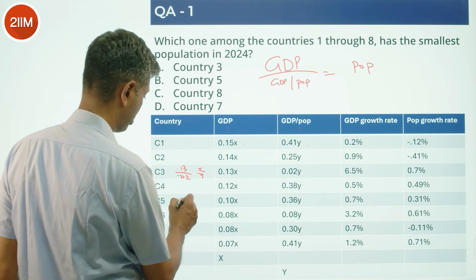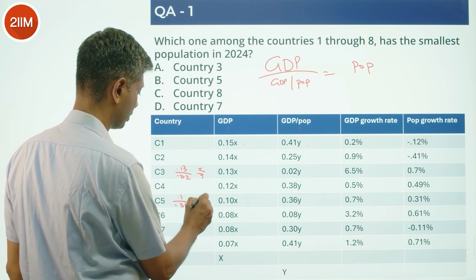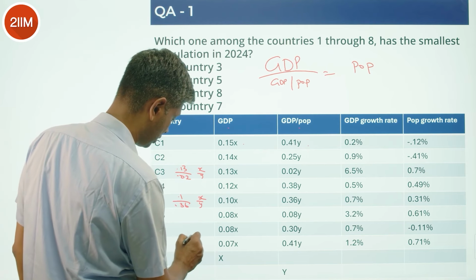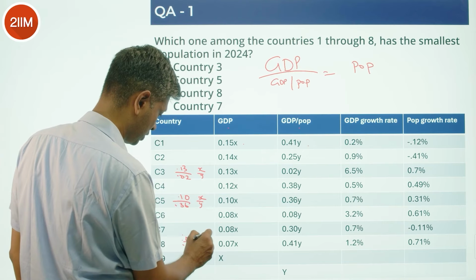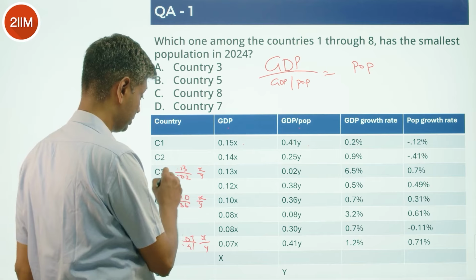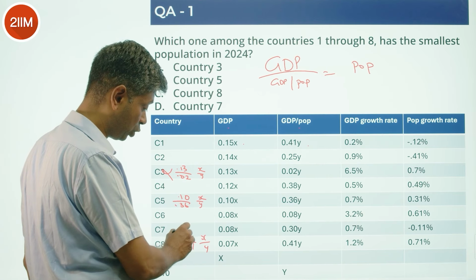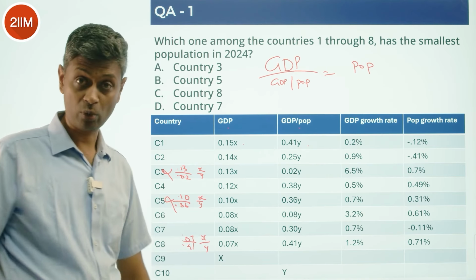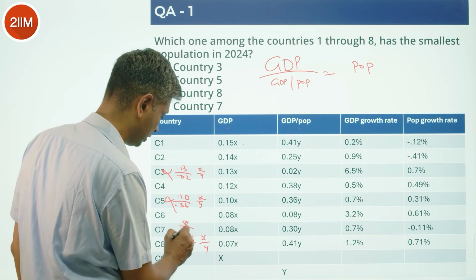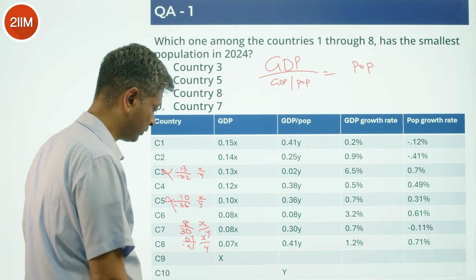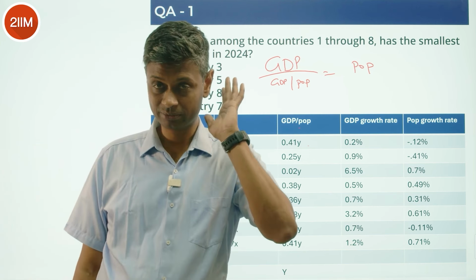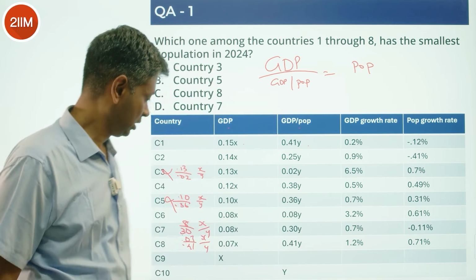Country 5, 0.1 by 0.36 x by y. Country 8, 0.07 by 0.41 x by y. Straight away so far that is 13 by 2, this is 10 by 36, 7 by 41, lower numerator, higher denominator. So far this is the smallest, 7 by 41. Country 7 is 8 by 30 times x by y. This is 7 by 41, that is 8 by 30, both multiplied by x by y. X by y is a nice positive number, real number. I don't care what it is, it won't matter. My answer is 7 by 41.